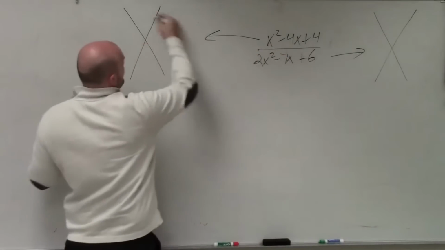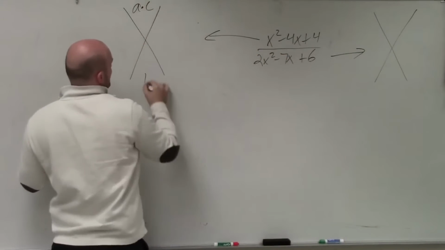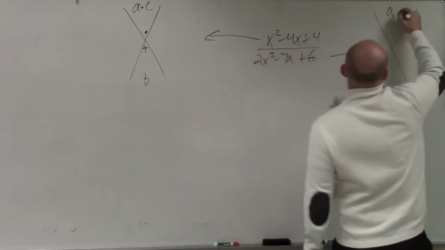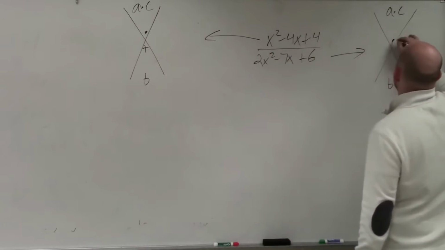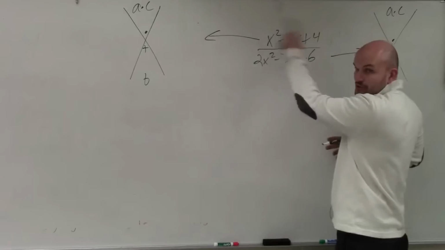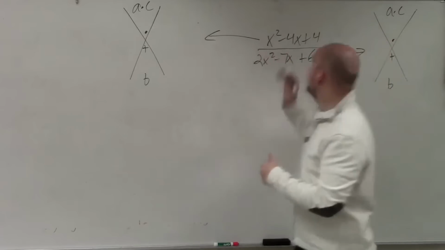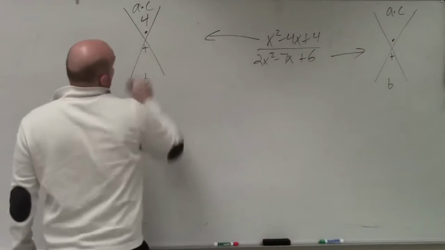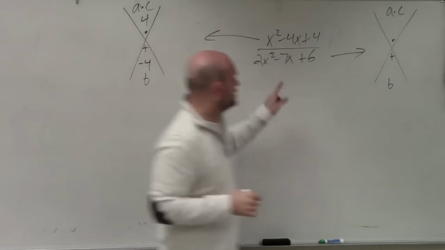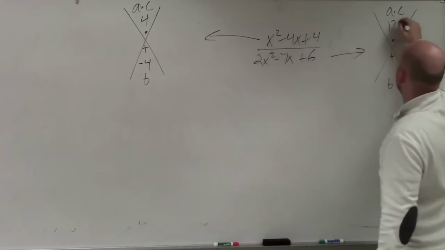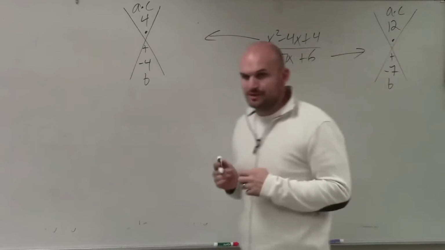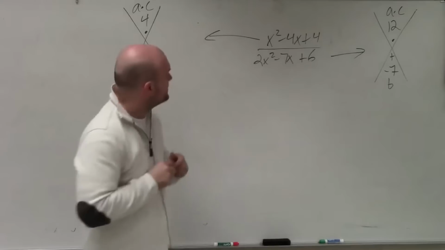The first one, remember, we always do a times c and b. Multiply, add. A times c, and then b. Multiply, and add. In this example, which I'm going to do over here, my a is 1, so I do 1 times 4, which is 4. And then my b is going to be negative 4. Over here, I have 2 times 6, which is 12, and my b is negative 7. Does everybody follow me? OK.